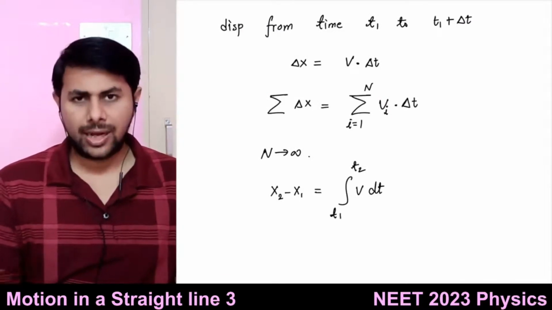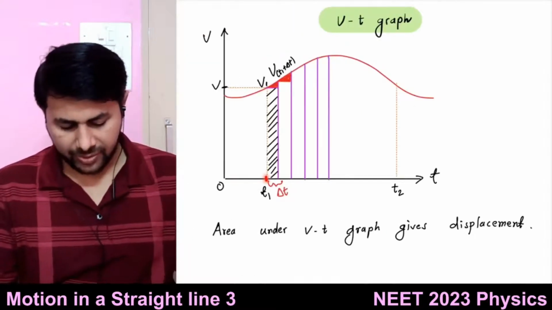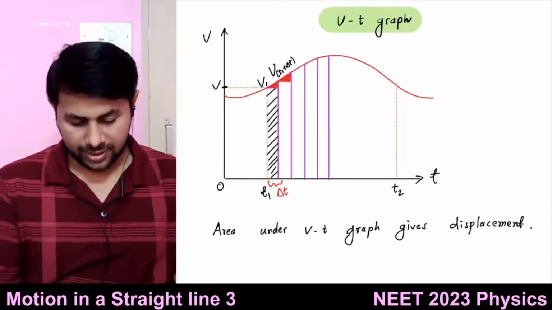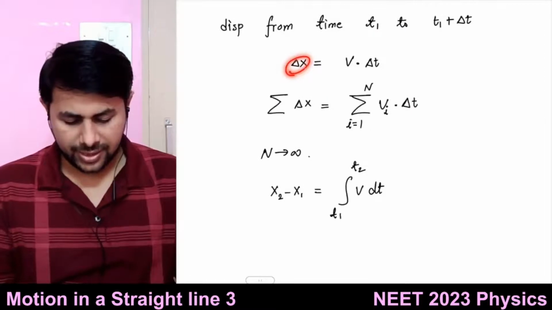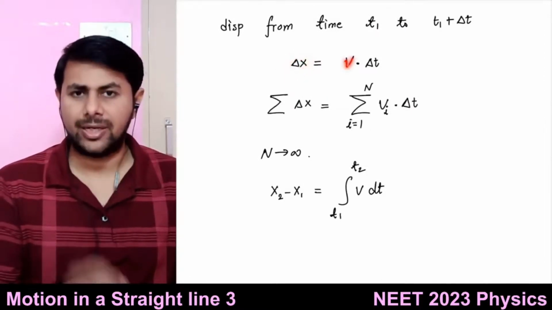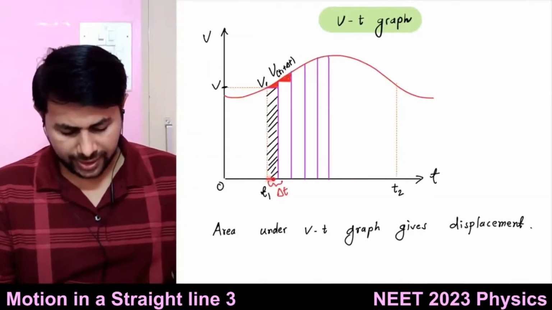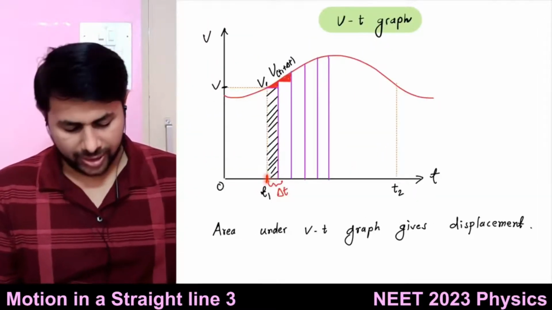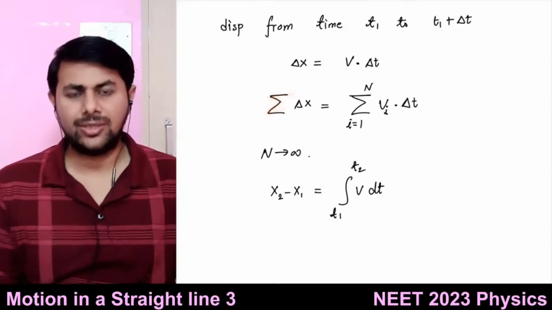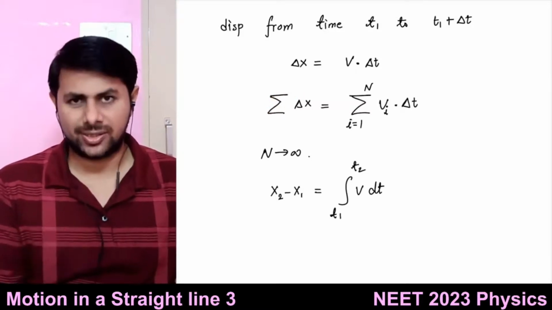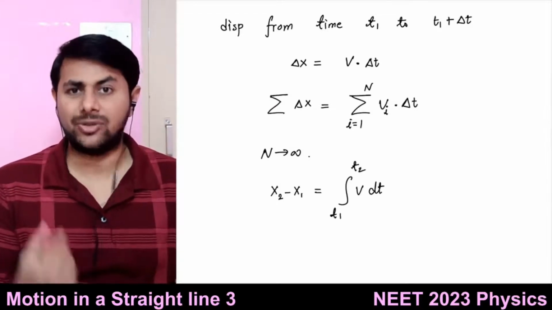So now approximately we can say the displacement from this time t1 to t1 plus delta t is how much? It is v1 multiplied by delta t, right? So change in x is equal to what? V multiplied by delta t. And if we add all changes in x from the starting point till time t2, then we get this summation. Summation means we are adding these small displacements in those small segments of time.